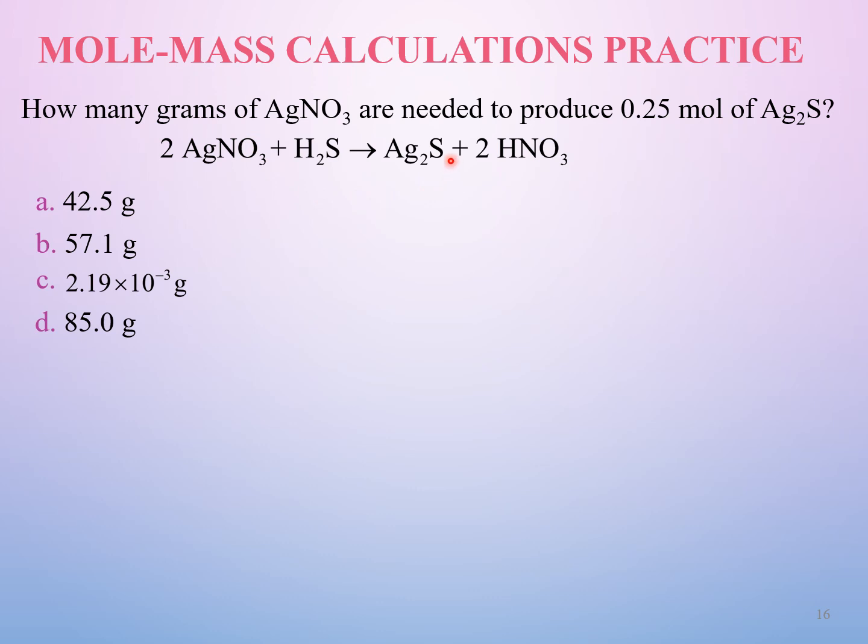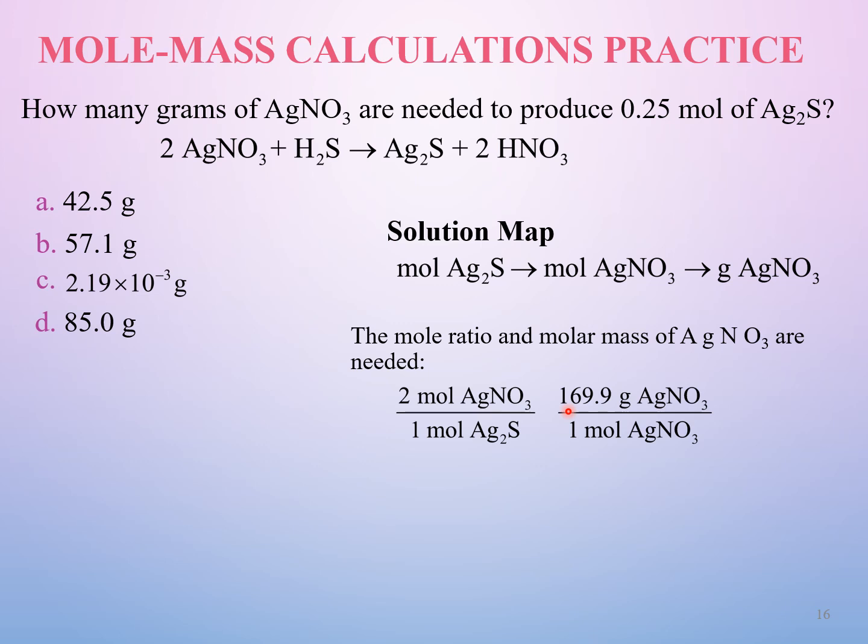Okay, so our goal is to make 0.25 moles of Ag2S. We know the mole ratio of silver sulfide to silver nitrate is 2 moles of silver nitrate to form 1 mole of silver sulfide. So we have the mole ratio there, and we need grams here. If we start with 0.25 moles of silver sulfide, we use the mole ratio 1 mole of silver sulfide to 2 moles of silver nitrate. That should give us moles of silver nitrate. And then we have to use the molar mass of silver nitrate to convert to grams of silver nitrate.